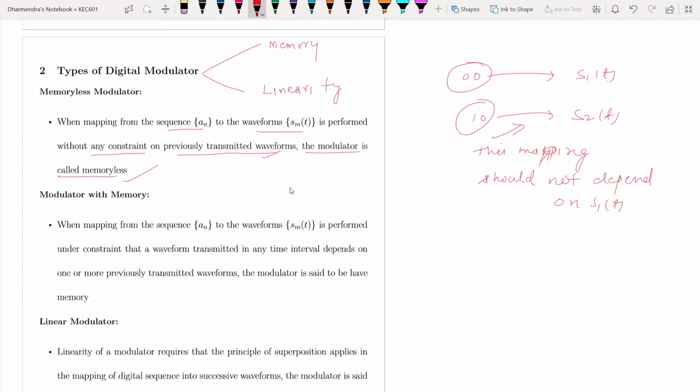If the mapping from a sequence a_n to the waveform s_m(t) is performed under the constraint that the waveform transmitted in any interval depends upon one or more previously transmitted waveforms, the modulator is said to have memory.